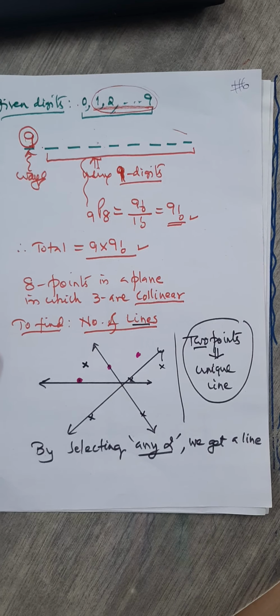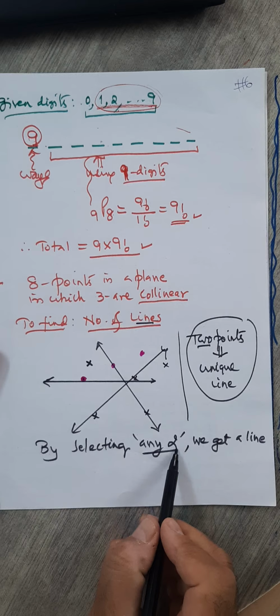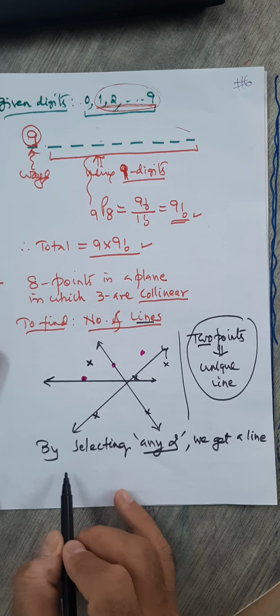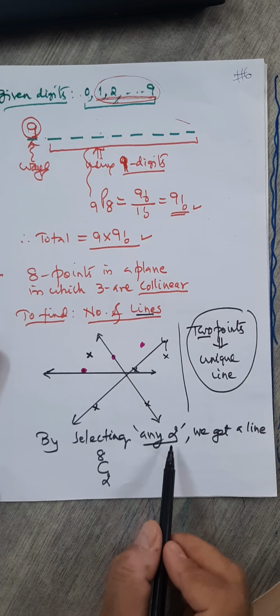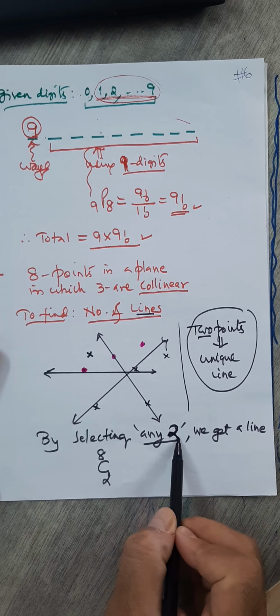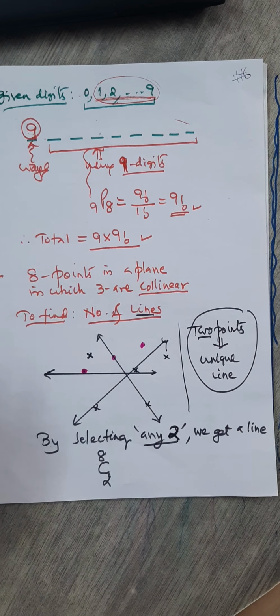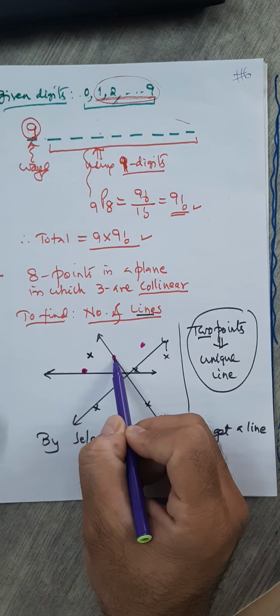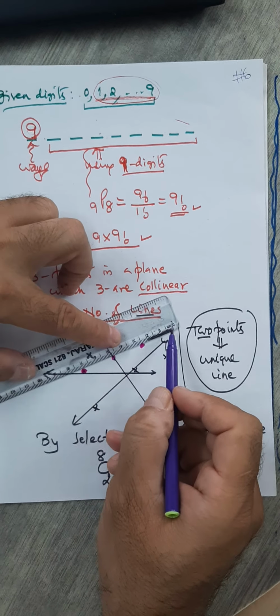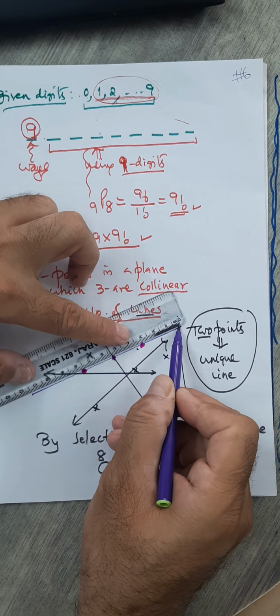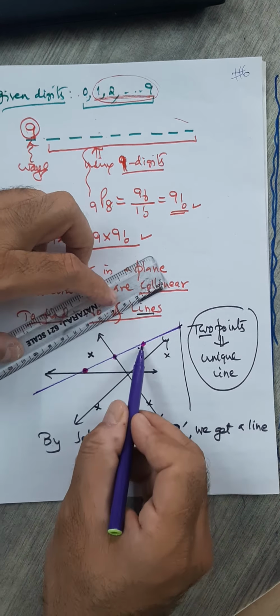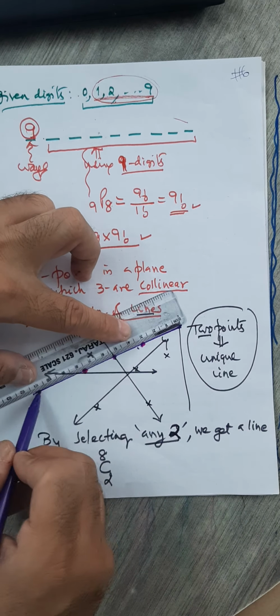Fine? Okay. Now, how many ways can you select 2 out of 8? That is nothing but 8C2 ways. But इसमें प्रॉब्लम क्या है? अगर मैंने ये 2 पॉइंट लिया तो I'll get this line. If I take these two, I'll get again the same line. If I take these and these, again I'll get the same line.